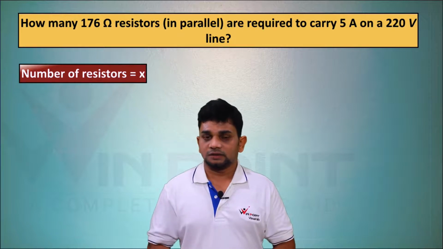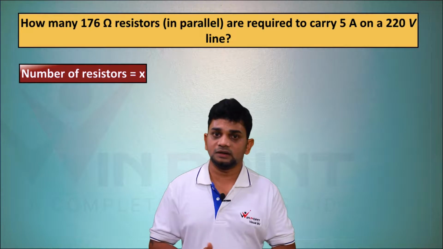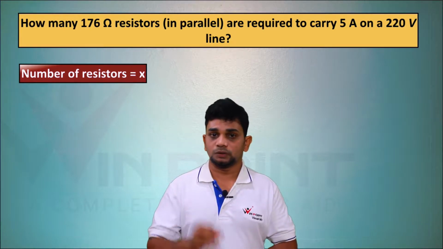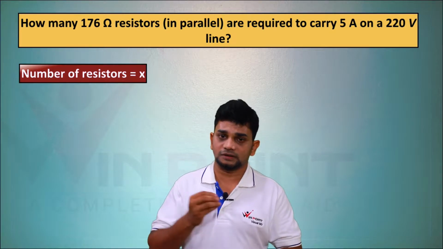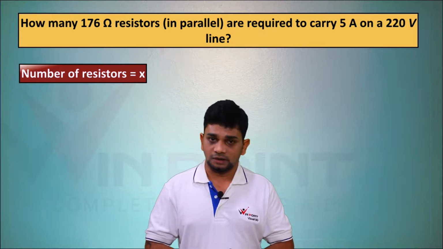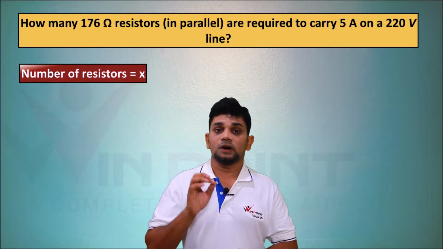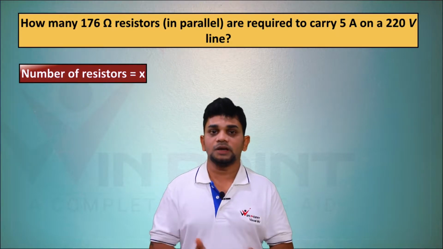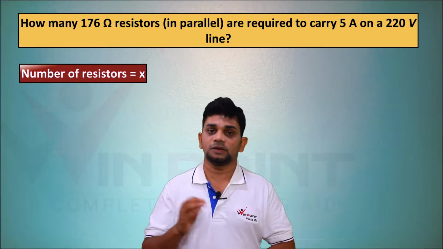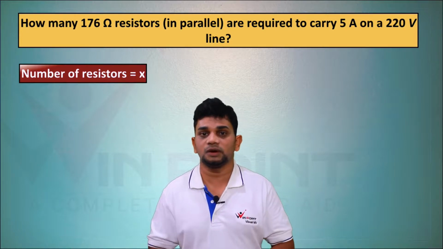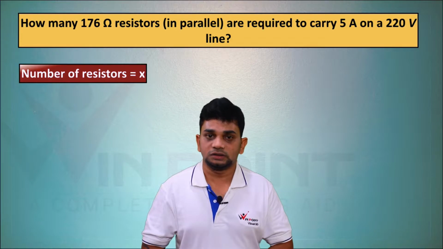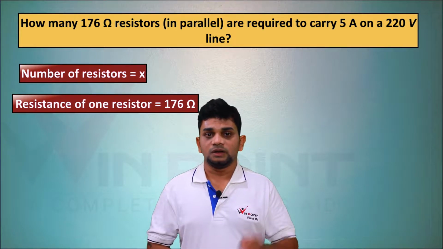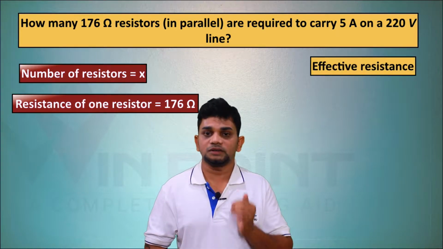When we are connecting these resistors in parallel, what will be the equation? The equation will be 1 by R equal to 1 by R1 plus 1 by R2 plus 1 by R3 plus 1 by R4 etc. Here the resistance is 176 ohm. It will be 1 by R equal to 1 by 176 plus 1 by 176 plus 1 by 176 etc., X times, because the total number of resistors is X.